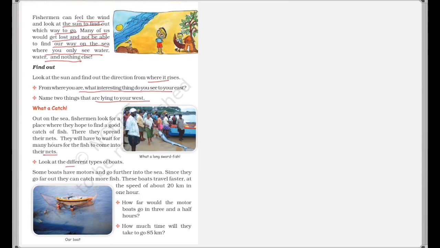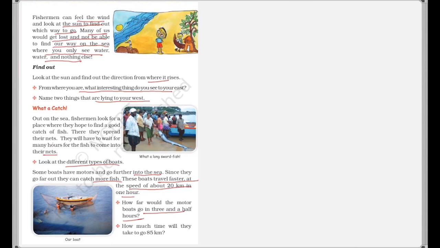Now look at different types of boats. Some boats have motors and go further into the sea. Since they go far out, they can catch more fish. These boats travel faster, at the speed of about 20 kilometers in 1 hour. So how far would the motor boat go in 3.5 hours?